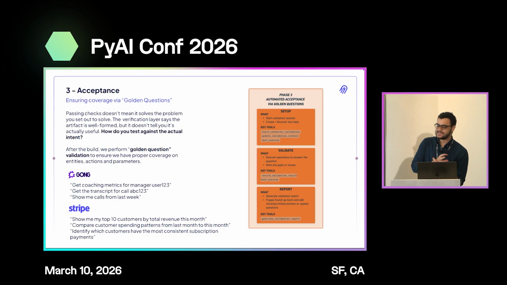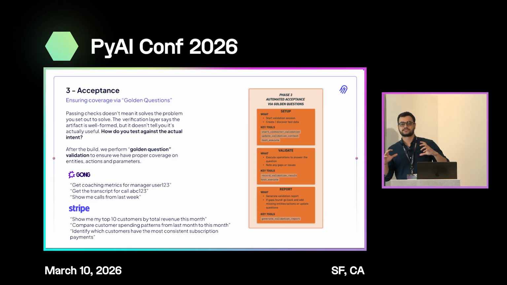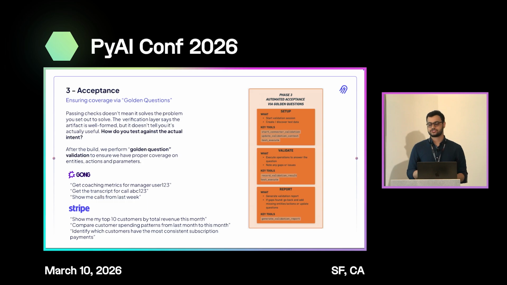So in acceptance, at this point we have a connector that works, but that doesn't mean that it actually solves the problem that you set out to solve initially, right? The question becomes: how do you test against the actual intent of a change or of a connector that we build? When we're building these agent connectors, the purpose of these connectors is really to plug them into agents so that users can ask questions about their data. And so that's exactly what we test.